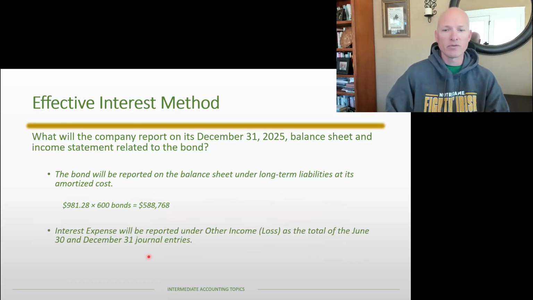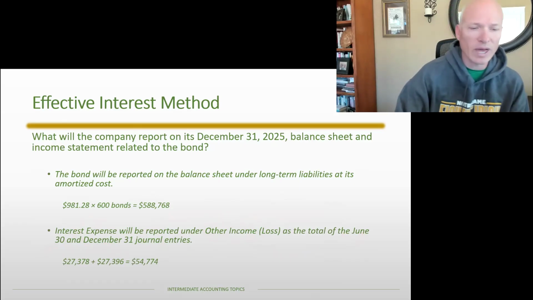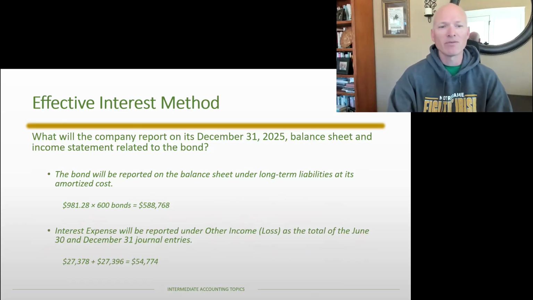The interest expense, again, it's the accumulation of activity over the year. And so there were two different journal entries related to interest expense. It would be reported under other income and loss, and it would be the sum of the June 30th and December 31st journal entries. And so for those two, again, we just calculated those, the total would be $54,774. So that would be reported on the income statement.